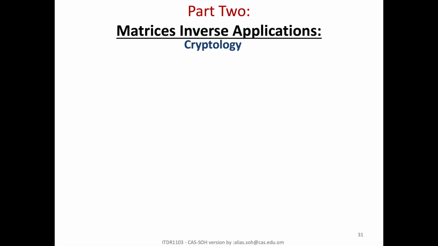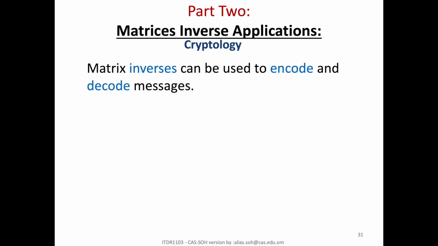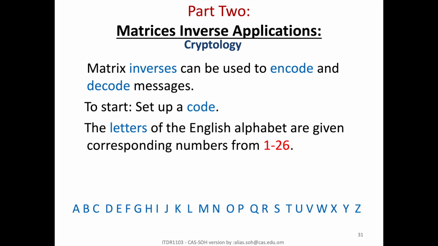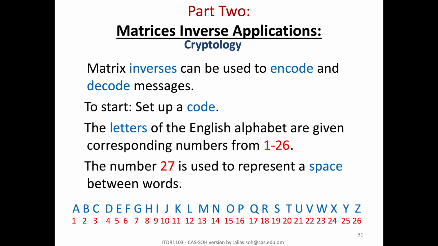The other application of the inverse is cryptology. Matrix inverse can be used to encode and decode a message. Now to start, we need to set up a code. How to set up a code? For letters in English, we can just give them corresponding numbers. So we have 26 letters. Starting from A to Z, we can put the corresponding numbers, from 1 to 26. And we can represent the space by 27.